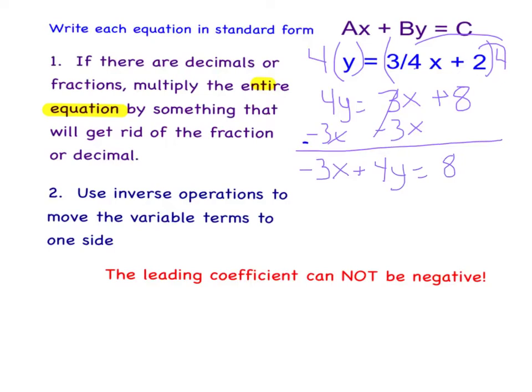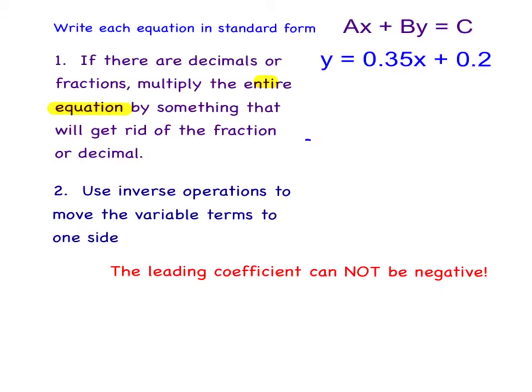And the last part, you need to make sure that the leading coefficient, the coefficient of x, the one that's leading this whole equation, is not negative. It is, so you need to multiply everything by -1 or simply change all of the signs. Now we have, it's like a checklist. The leading coefficient is not negative, and we don't have any decimals or fractions, and it is in the ax plus by equals c form.